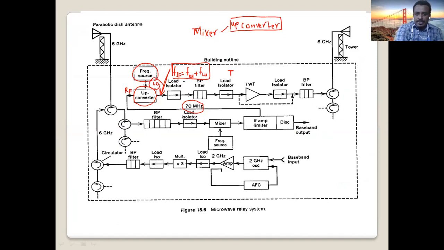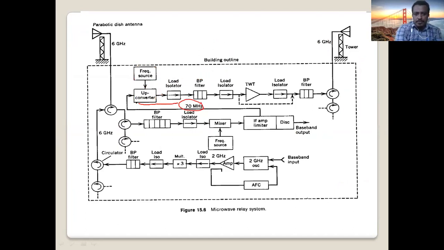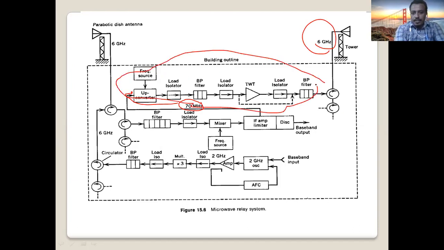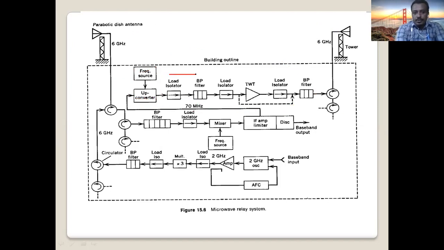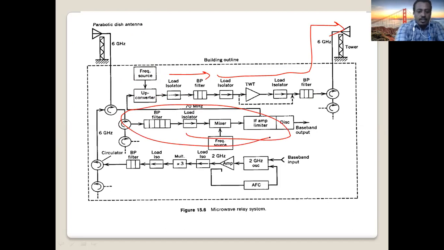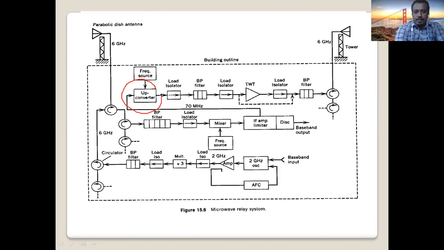The 70 megahertz signal is upscaled, increased by this up converter mixer into what? 6 gigahertz. Look here. So the 70 megahertz signal comes to our up converter. Before it's transmitted, the frequency is increased to how much? 6 gigahertz. You see the tower frequency, 6 gigahertz. The up converter mixer is in our transmitter circuit, okay? This is our transmitter circuit. It goes here and is transmitted through the antenna. This is the receiver part, okay? So in the transmitter part, we have an up converter mixer, which increases 70 megahertz to 6 gigahertz.